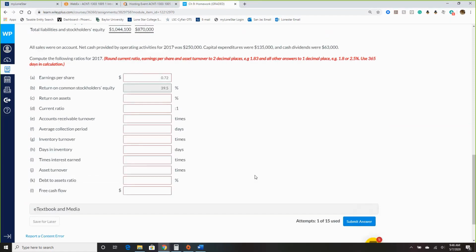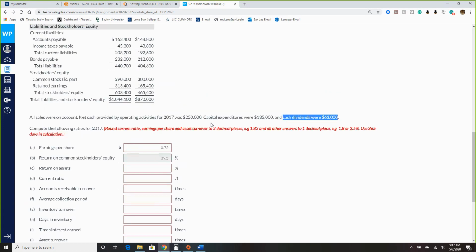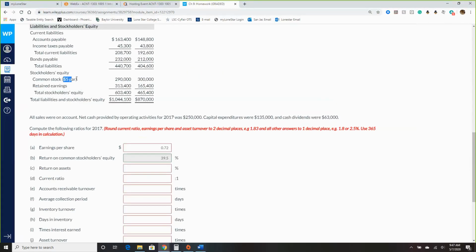Cannot submit an answer. Okay. We got that right. This part is not. Cash dividends were 63,000. I know what I did wrong. Okay. Since it is shares outstanding, what I did do is take the $5 par and divide it into both of these. That will tell me my shares outstanding. I missed that step.